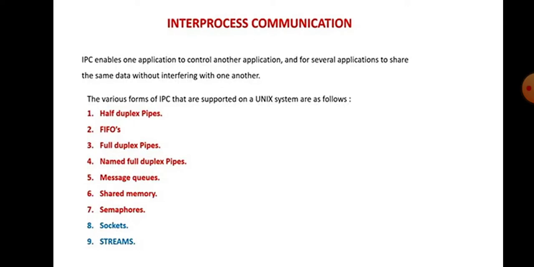We'll look into the first one, the pipes. The first inter-process communication method we will be looking at is pipes. Pipes are the oldest form of Unix system IPC and are provided by all the Unix systems. But unfortunately, pipes have a few limitations.